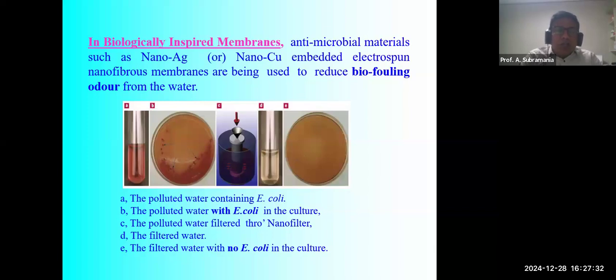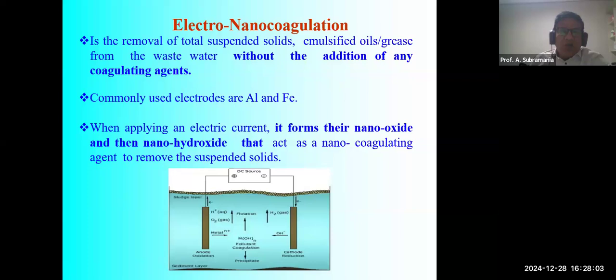See, the first one is polluted water containing E. coli in the culture plate, whereas this one is the polluted water filtered through the nanofibrous membrane. So this is the filtered water. After that, see, there will be no E. coli in the culture plate. So by making use of this electrospun nanofibrous membrane, we can eliminate the microbes from the water.